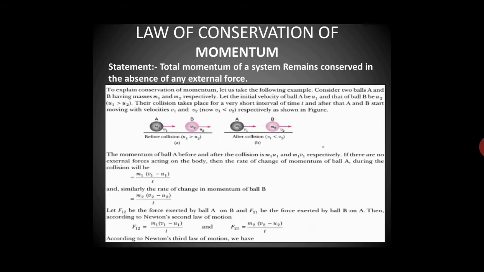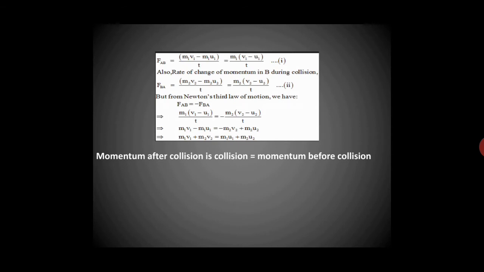Let F12 be the force exerted by ball A on B and F21 the force exerted by ball B on A. Then F12 is equal to m1(v1 minus u1), the final velocity of ball 1 minus the initial velocity of ball 1, divided by time, and F21 is equal to m2(v2 minus u2) divided by time. According to Newton's third law of motion, the force on ball A is m1v1 minus m1u1 divided by time. Taking m1 common, we get m1(v1 minus u1) divided by time, and the same rate of momentum applies for ball B.